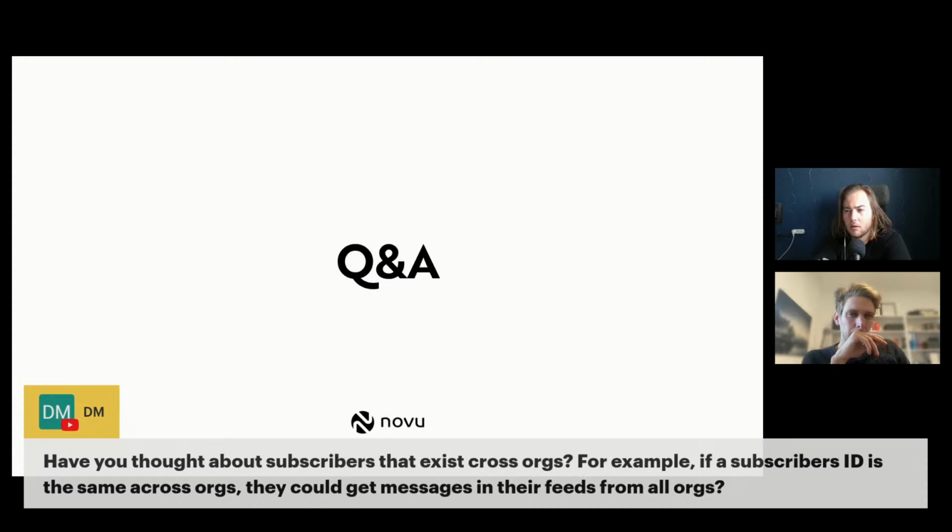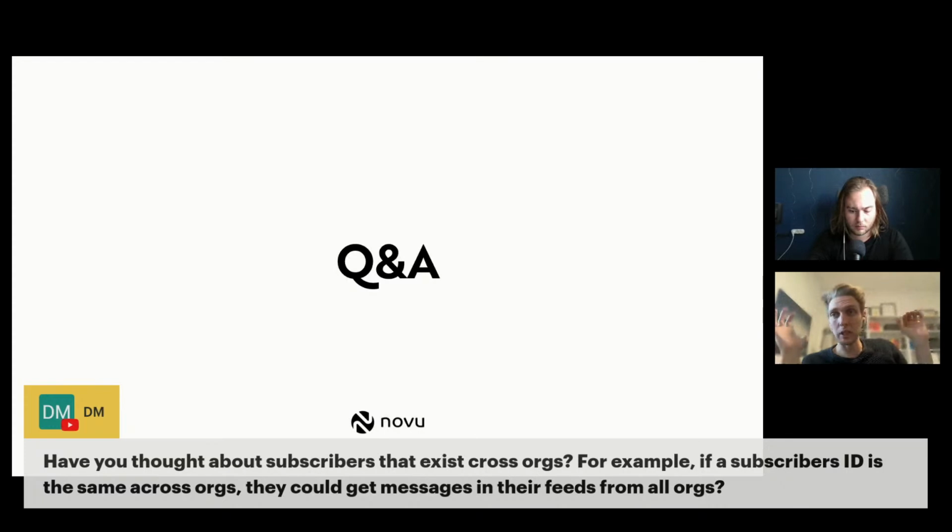Is the same across all. There could be a message just for the feeds from all orgs. So basically, how we use this is specifically with multi-tenant environments. If you have, for example, a rolling ID, where you have separate databases, so you have subscriber ID 1, 2, 3, 4, what you can actually do is namespace the subscribers with a prefix.